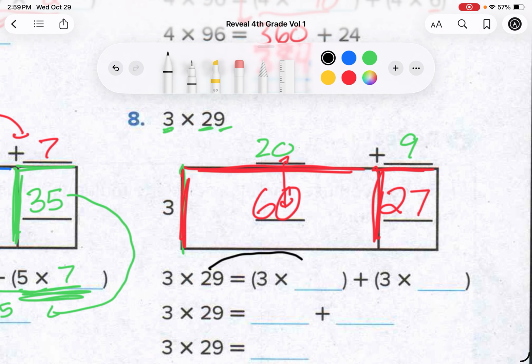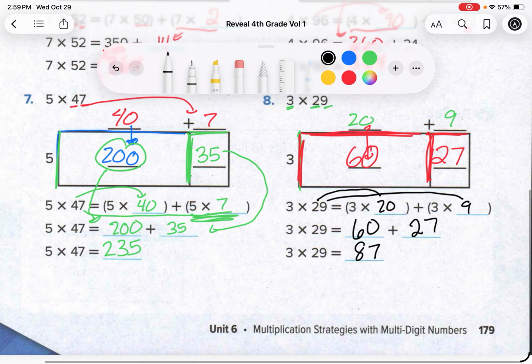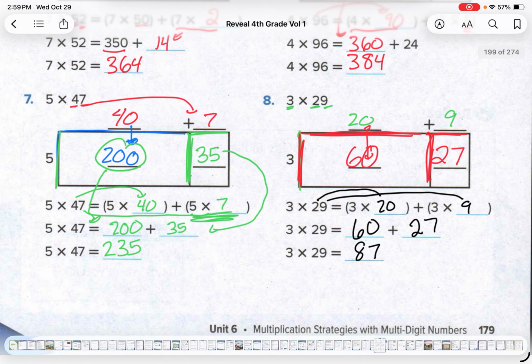So now we just fill our problem out. Well, we broke that 29 up into 3 times 20 plus 3 times 9. And we multiply. 3 times 20 is 60. 3 times 9 is 27. And our last step is we add. 60 plus 27 is 87. So let's head now to our back page. I remembered how to switch it much faster this time.